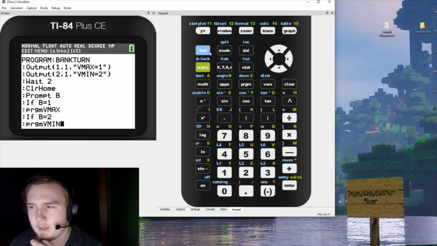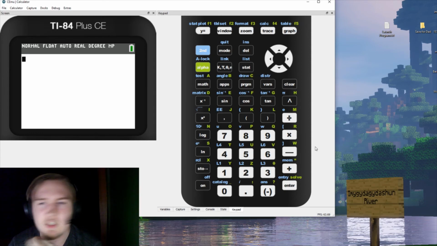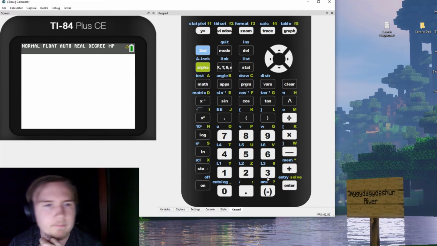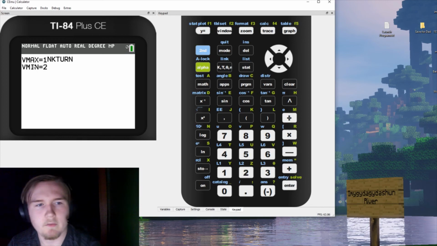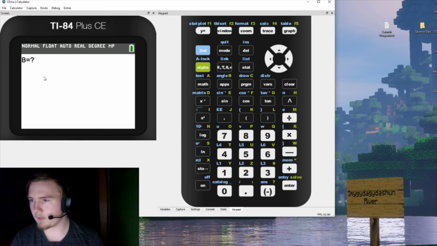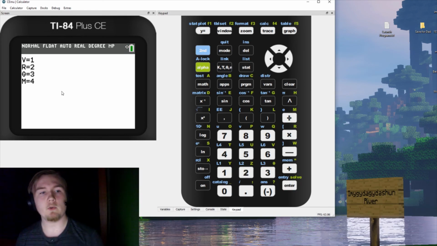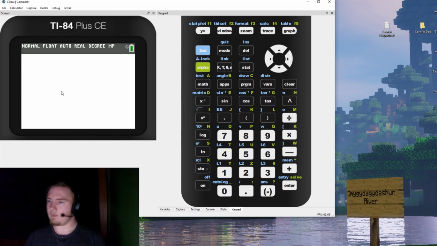It will be easier when the program actually runs, and I'm just going to show that it works. I'm expecting 7 to be the answer for what I'm about to do. So if we run it, it says Vmax equals 1, Vmin equals 2. And it's going to prompt me, B. Now what do I want? I want Vmax, personally, because it's what I know right now. So I'll click 1, and I'll say enter. Now it's running program Vmax. V equals 1, R equals 2, theta equals 3, mu equals 4.